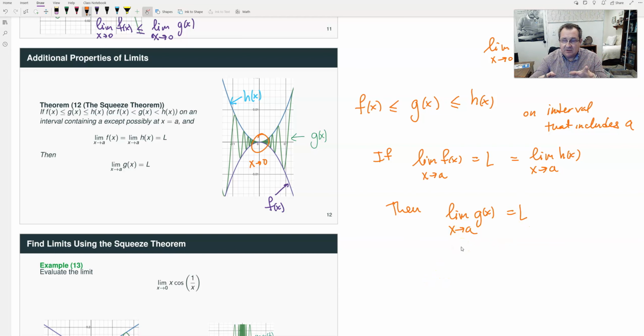It's a very important technical result in calculus because it allows us to prove the existence of limits of functions that are not easily accessible to manipulation. On this graph, I made the function g oscillate wildly to suggest that it's a complicated function. Instead of studying the complicated function, thanks to the squeeze theorem, we can replace the question with a question about simpler functions. h is simpler and f is simpler, yet they allow us to make a conclusion about the limit of the complicated function g.